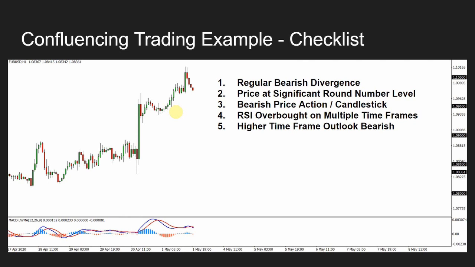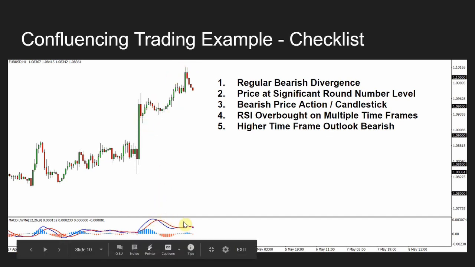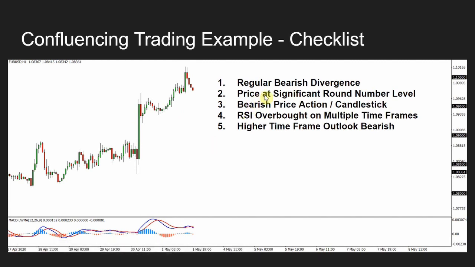So just to summarize it all, there are 5 things here that are going in our favor. We've got regular bullish divergence, price is making higher highs, the oscillator, the MACD, is making lower highs. We've got price at a significant round number at 1.100. We've got a bearish price action candlestick in the form of an indecision candle, an inside bar, which has been broken on its low. We've got the RSI overbought on multiple time frames, and also the daily chart is in a bearish trend as well.